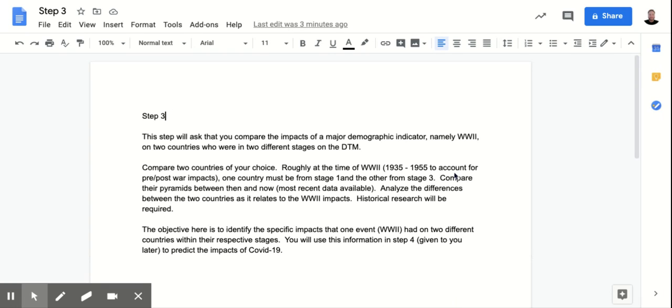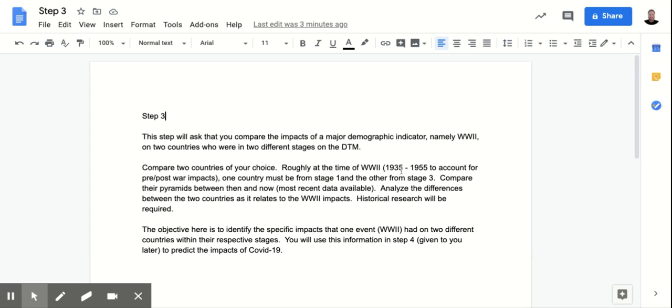So the single event would have a different impact on two different countries who were in two different stages. And you're going to analyze the specific impacts that the war had on those two countries. So again, compare two countries of your choice, roughly at the time of World War II.